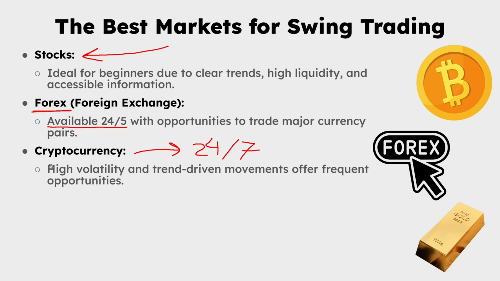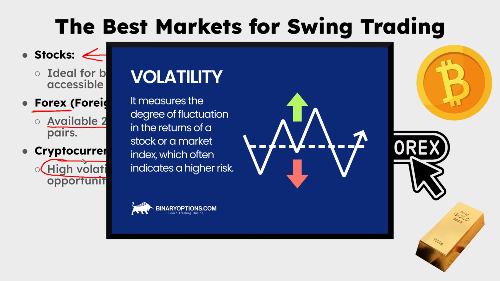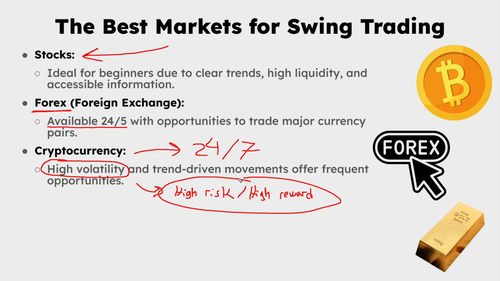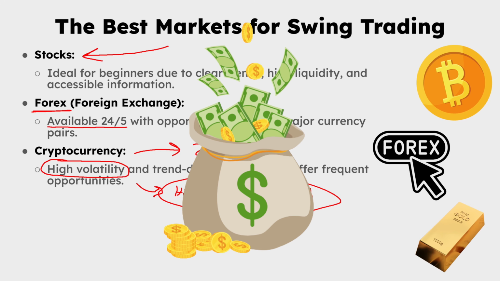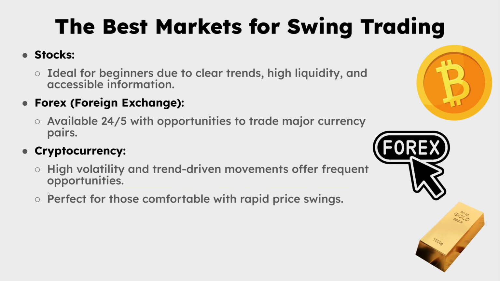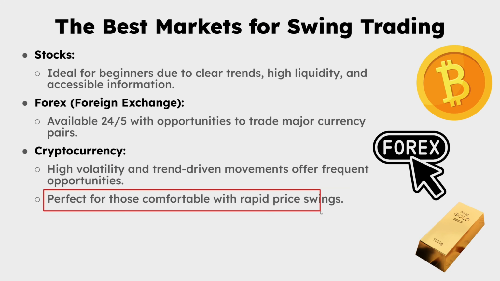However, one thing you need to have in mind about cryptocurrency is that they tend to have very high volatility. So cryptocurrencies have potential to move very fast to the upside, but they also have high risk to fall very fast to the downside. So I would say that cryptocurrency is a high risk, high reward market. You will have opportunity to earn a lot, but you will also, if you're not good, have high risk to lose a lot. Because of the high volatility, the cryptocurrency market is perfect for those who are comfortable with rapid price swings.